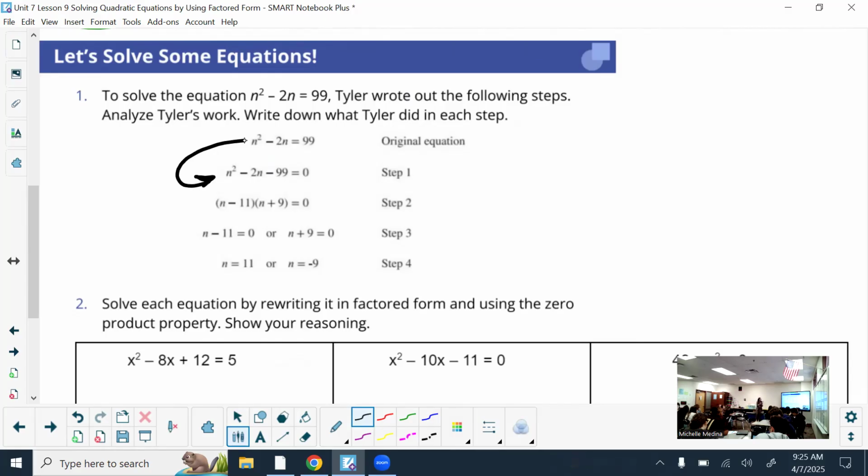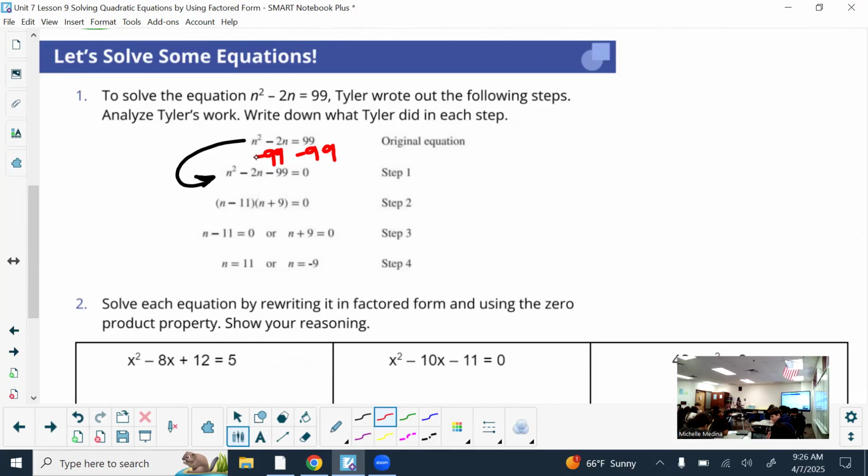Tell me what he did. Just tell me what's the difference between the first line and the second line. Kristen? He moved over the 99. So the difference is that before it was equal to 99, and now it's equal to 0. Also, the 99 ended up over here and it's negative. How do you cancel out the 99 on the right side? Subtracting it, and whatever you do on one side, you do to the other.